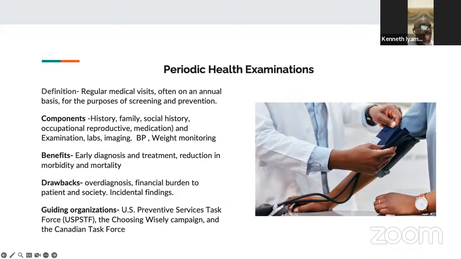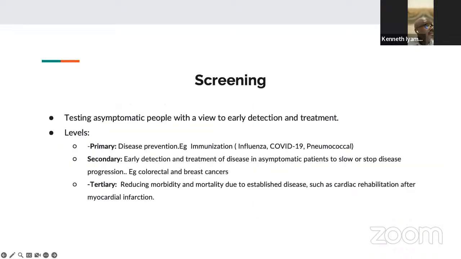Now, several organizations have a lot of guidelines as to screening and so on: the Choosing Wisely campaign, the U.S. Preventive Services Task Force, the Canadian Task Force. These are several organizations that put out papers recommending age-appropriate screening measures. Next slide, please.